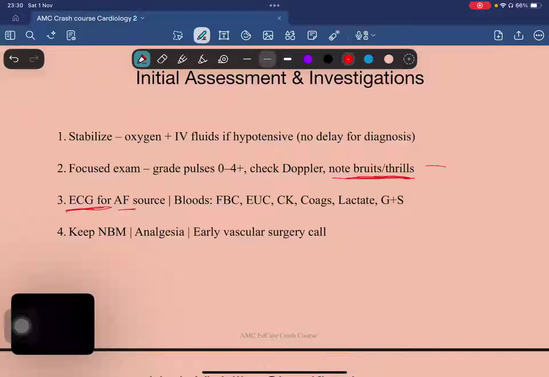And then we would send the baseline bloods, the usuals. And we obviously keep the patient nil by mouth in preparation for surgery. We would give adequate analgesia, and we would notify vascular surgery early. It's good to know that delay would cost the limb, so think of it that way and try to act. So that would give you these steps.